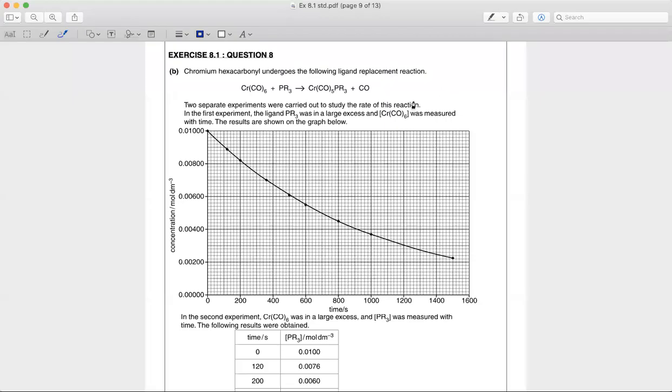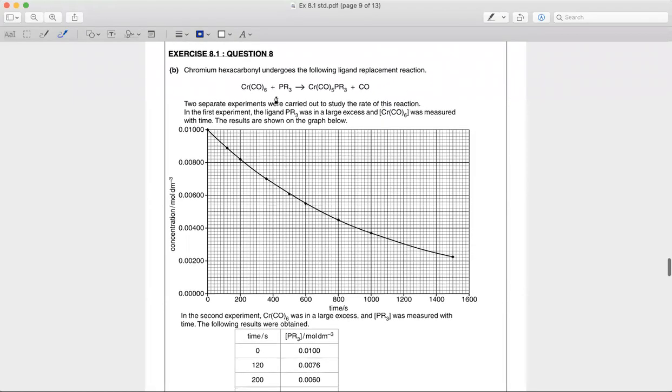Question first. Okay, so specifically, we will be looking at question 8, all right? For question 8, this reaction is where you have a chromium complex reacting with this ligand, PR3. What happens, this is a ligand exchange reaction, okay?